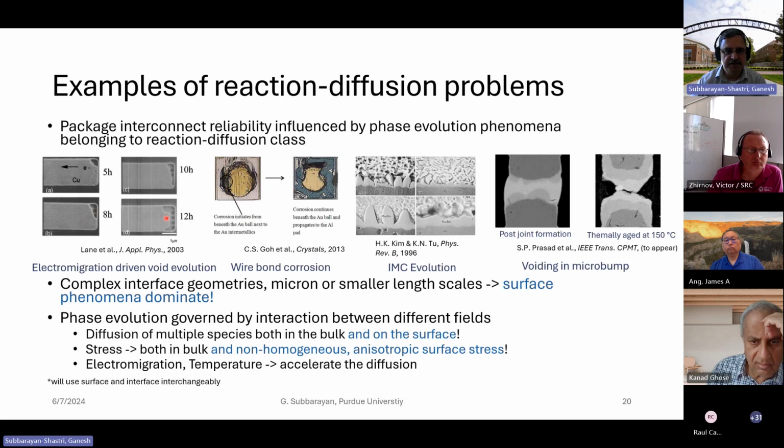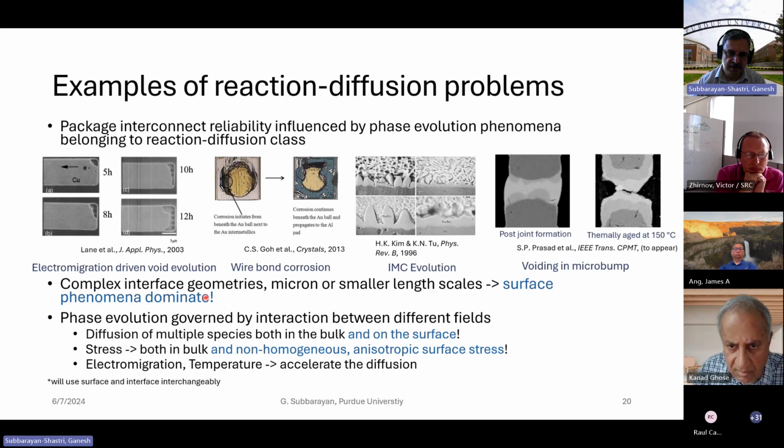This is electromigration. This is actually an example of a reaction diffusion problem because of the voids that form as material is being moved from one location, from near the cathode, to the anode location. Corrosion is an example of reaction diffusion. The intermetallic formation is really an example of a reaction diffusion problem. And the example failure problem that I showed earlier is also an example of a reaction diffusion problem.